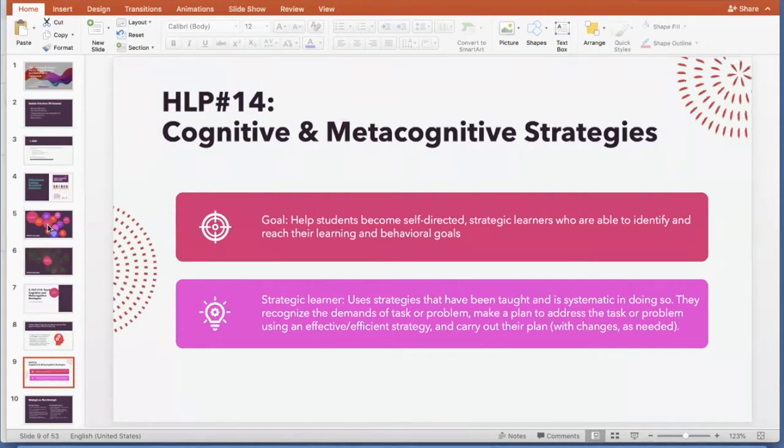And when I say strategic learner, what I mean is someone who uses strategies that they've been taught and is systematic about how they use strategies. So they can pick the most efficient strategy for their needs at the time, and they can adjust strategies as they need to when the exact way they've learned it isn't exactly working for the situation.